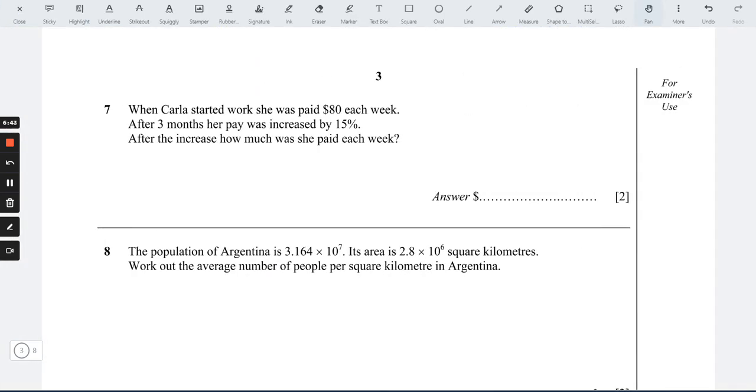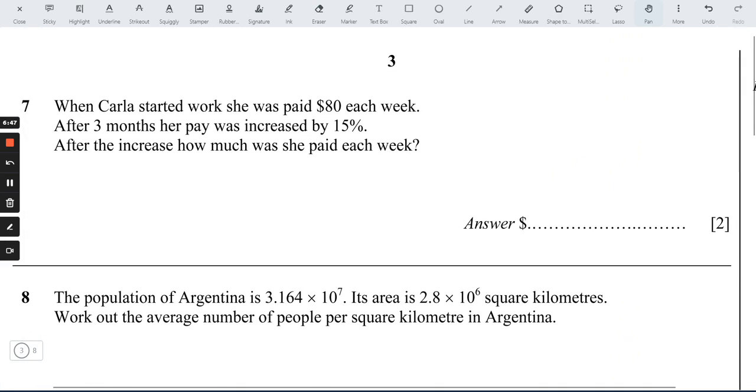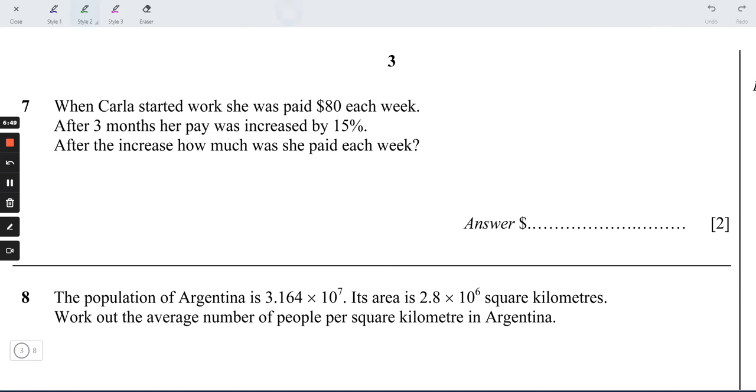Now question 7. Question 7 here is about increase by percentage. When Carla started work, she was paid $80 each week. After 3 months, her pay was increased by 15%. After the increase, how much was she paid each week?